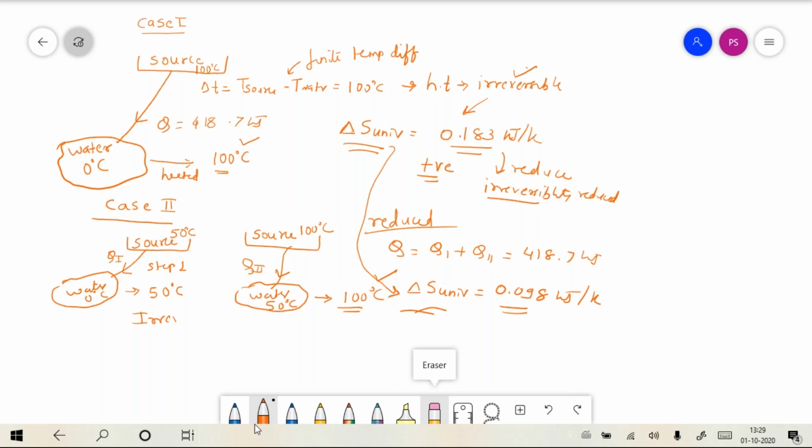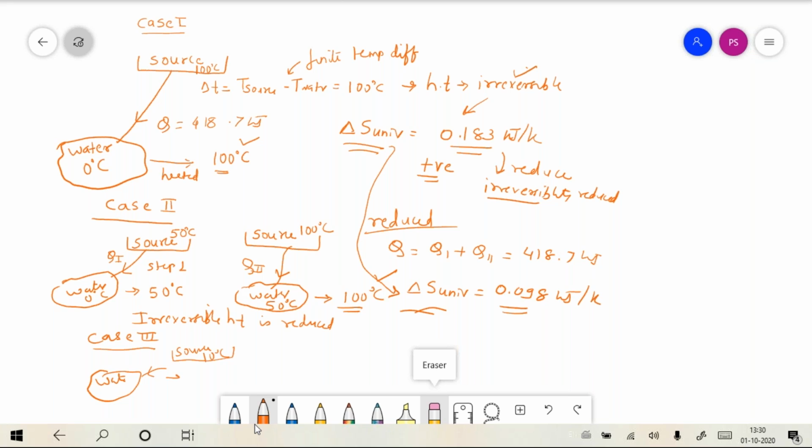So we are now progressing towards reversibility. The irreversible heat transfer is reduced. And why is this irreversibility reduced? This is because the finite temperature difference has been reduced between the source and the water. If you do a thought exercise wherein you have the water at 0 degrees centigrade, and you bring this water in contact with a source which is at 10 degrees centigrade, then the water would reach 10.